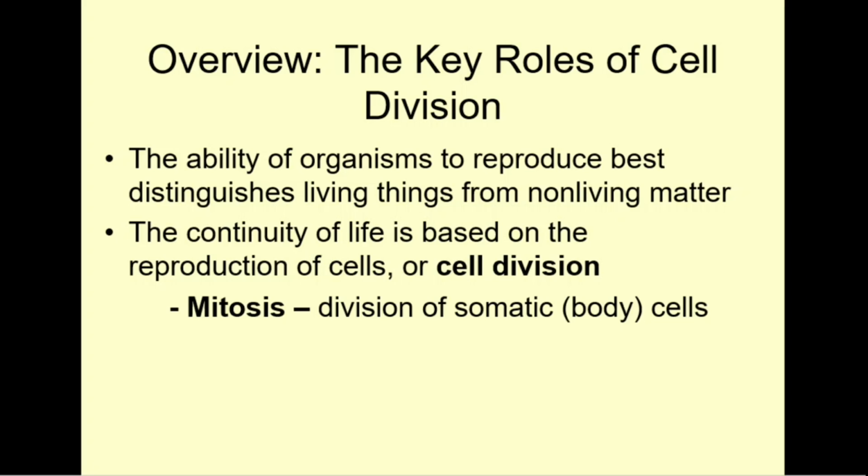So let's give a definition to each of those different types of cell division. Mitosis, which is what we're going to be looking at in this session, is the division of somatic cells. Somatic cells are our typical body cells. They are essentially any cell that isn't a gamete, any cell that isn't an egg or a sperm. Eggs and sperm are called gametes.